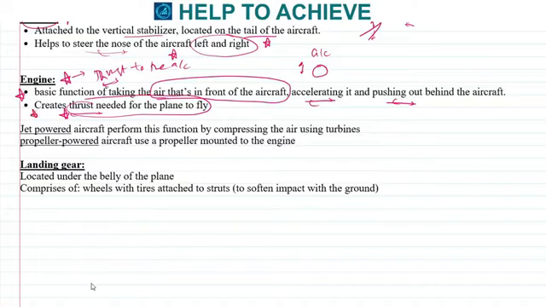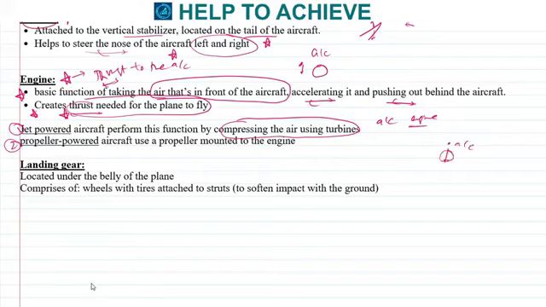Depending on the aircraft type, the engine type will also vary. We'll discuss only two types: one is jet powered, the other is propeller powered. In jet powered engines, the air is compressed using turbines. As we have said, the air in the front of the aircraft is sucked in and pushed out. When the air is compressed inside using the turbines, those are the jet powered engines.